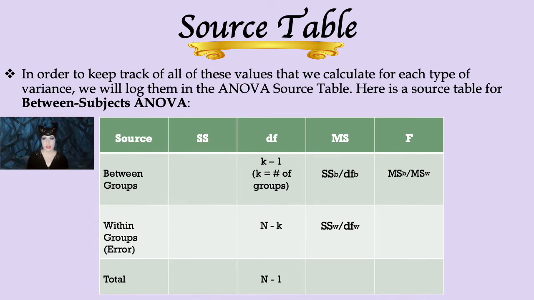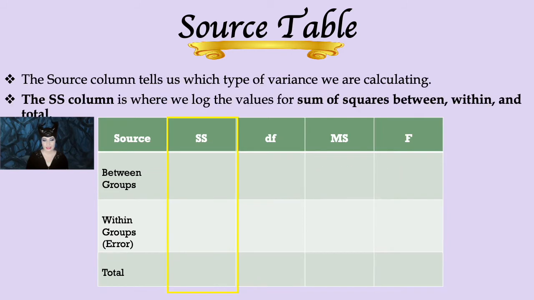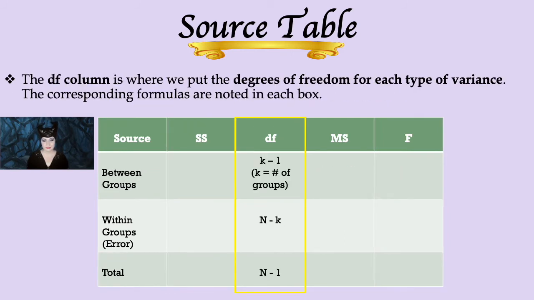Beside that, you see a column that says SS. SS stands for sum of squares. So those formulas that I just showed you, once you calculate those for each type of variance, the final number would go here under sum of squares. Then you have a column for DF. DF should look familiar to you because that is degrees of freedom.